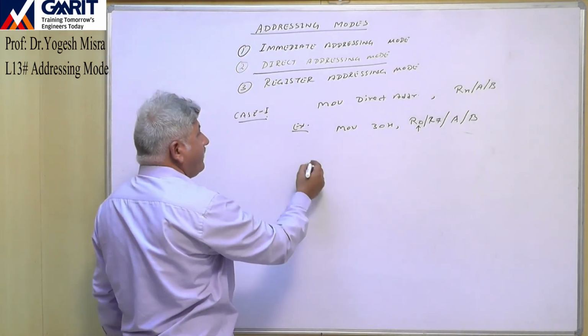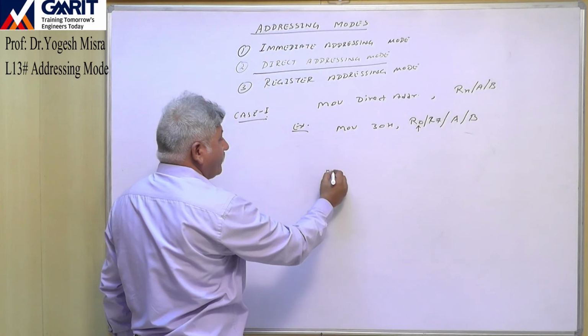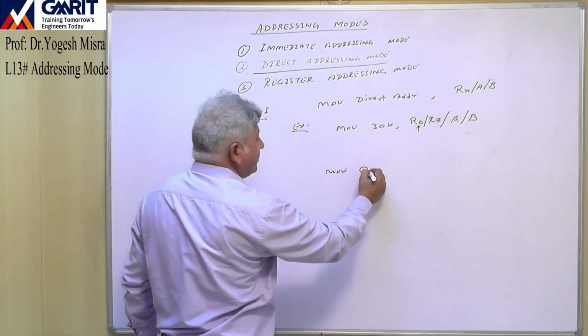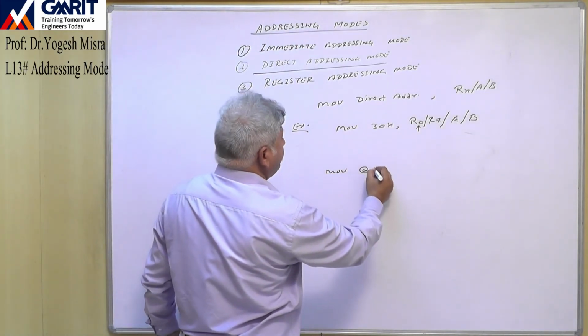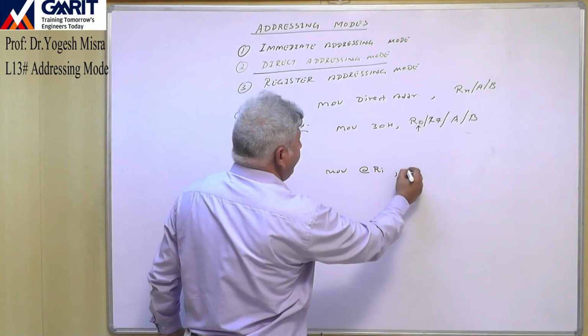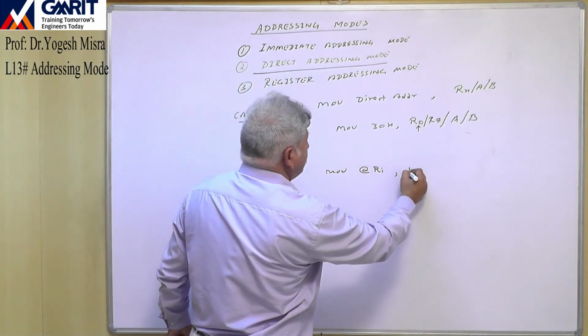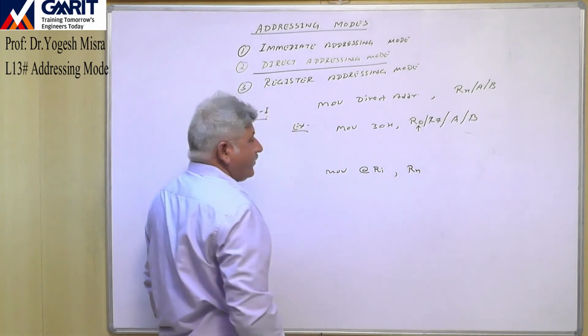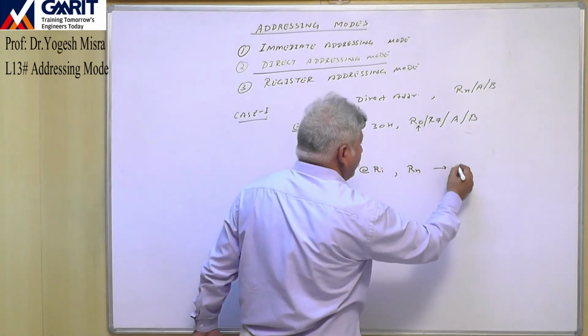And this is also not possible: move @Ri, comma Rn. So this instruction is also invalid.